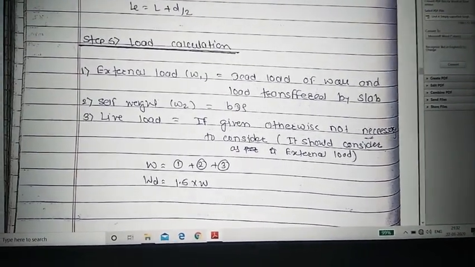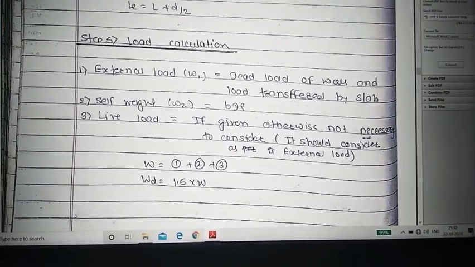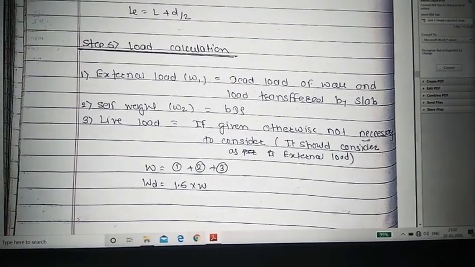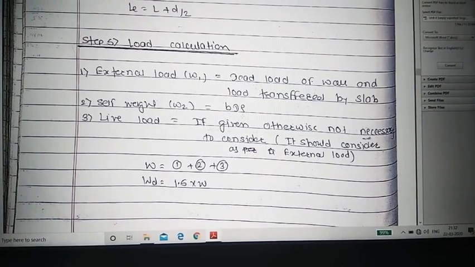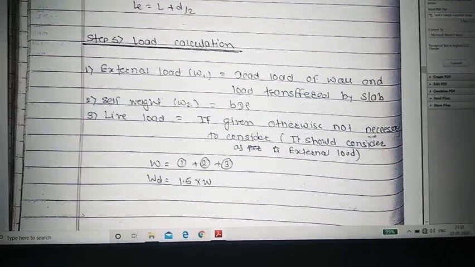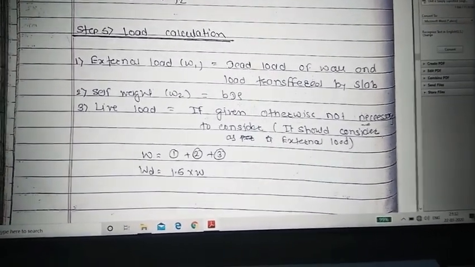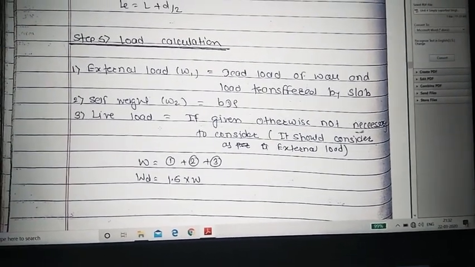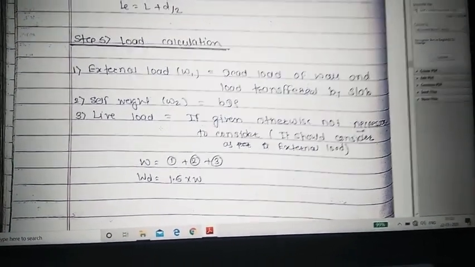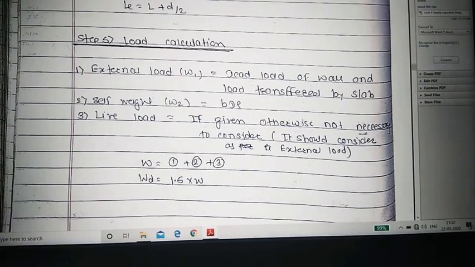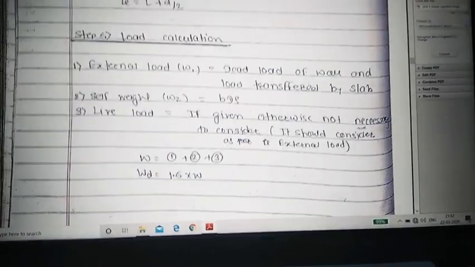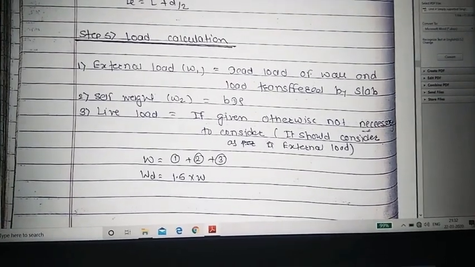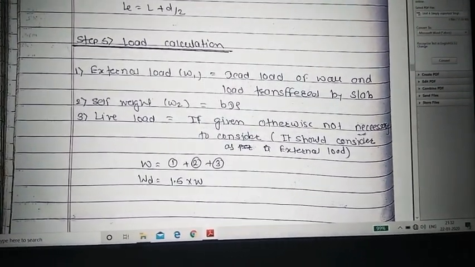Now after that, calculate the self weight of beam W2, and the formula is B D into rho. Next is the live load. If live load is given, then consider it, otherwise it is not necessary to consider the live load on beam. Generally live load comes on slab, not on beam. So if live load is given numerically, then and only then consider it, otherwise no need to consider the live load, because live load is considered as an external load.